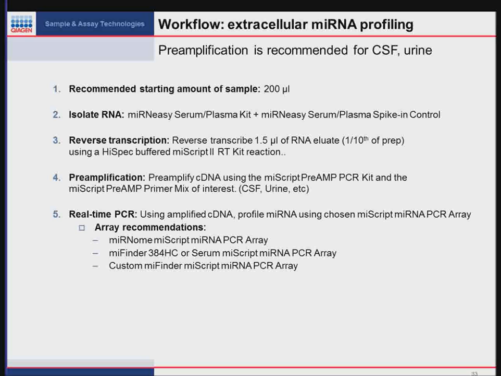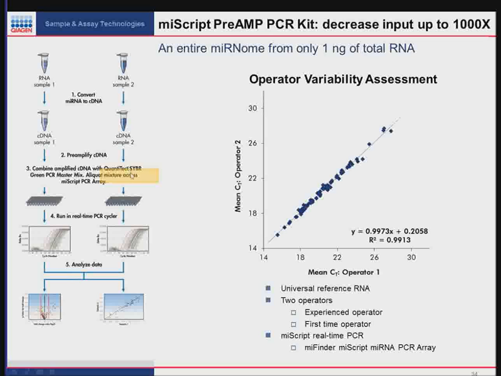So every array that we sell has a panel of validated assays in a preamplification reaction. So it's a multiplex reaction. It can be 5, it can be 96, it can be 384. After preamp, we dilute the sample, do real-time PCR. And so it's this one step that's built into the middle of this workflow where we're adding a preamplification step.